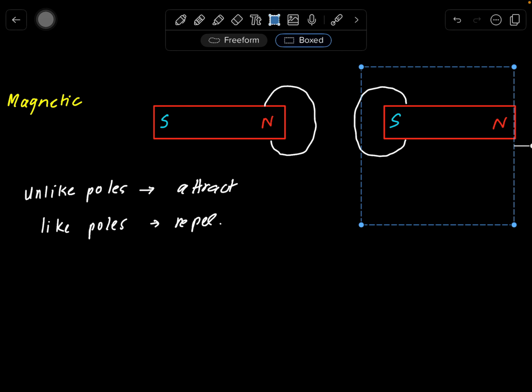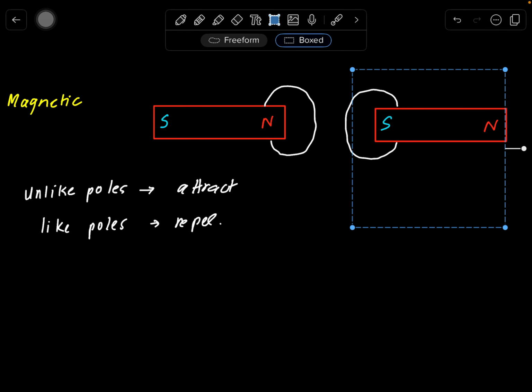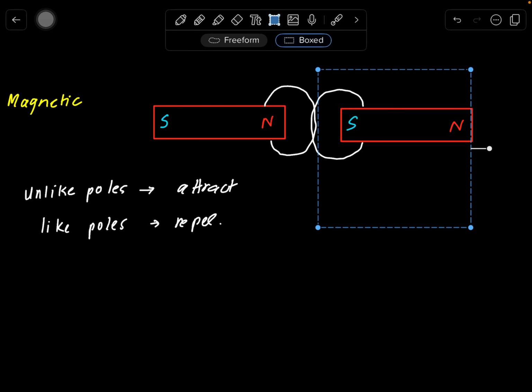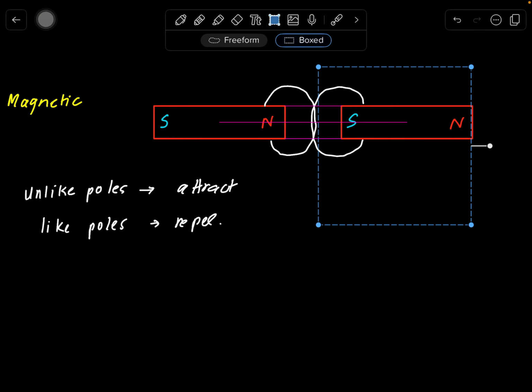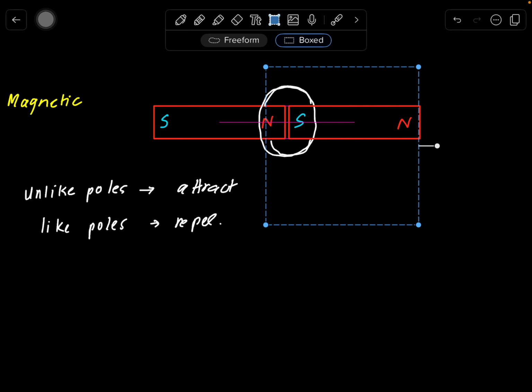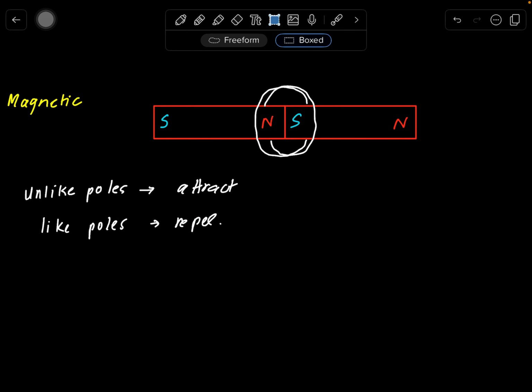If you have a magnet, let's say at this distance, nothing happens, and you bring it closer and closer and closer, and suddenly you see that when you reach a certain distance, you don't have to apply force any longer. The magnet snaps and gets attracted to the opposite magnet by itself.